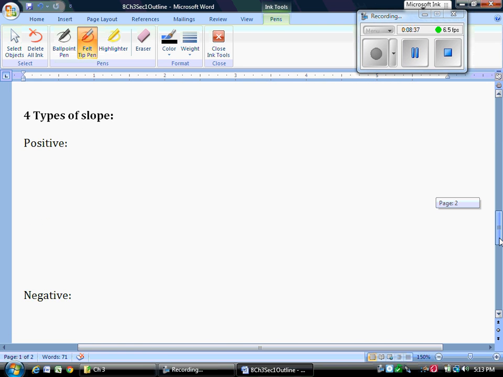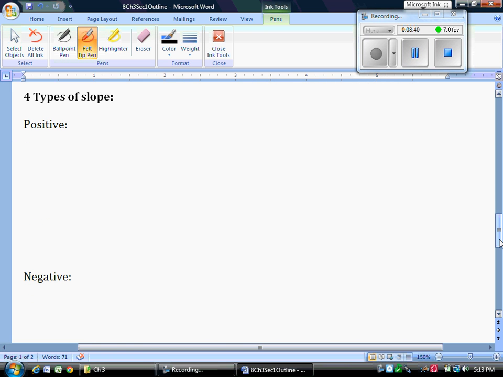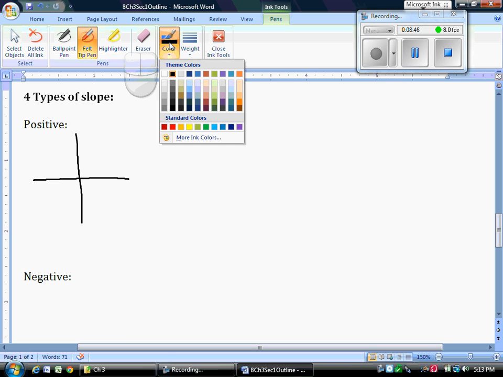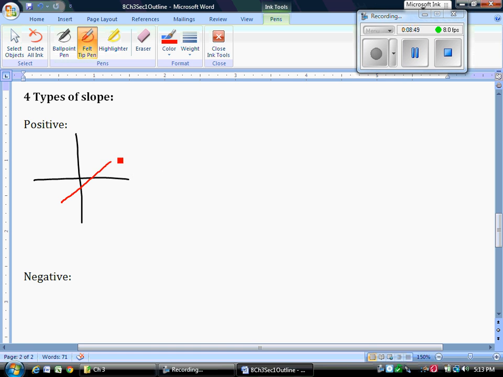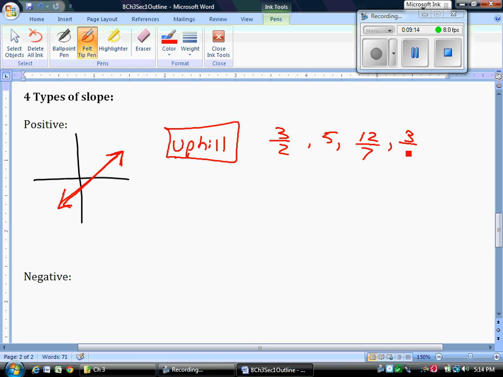Now there's 4 types of slope I want to point out just real quickly. Okay. I can have a positive slope. And if I have a positive number for my slope, my graph should look something like this. Notice it seems like it's going uphill. I read from left to right, so this graph seems to be going uphill because it's positive. Okay, so things like 3 halves, or 5, or 12 over 7, 3/4. All these slopes are positive, so they're going to look like they're going uphill.